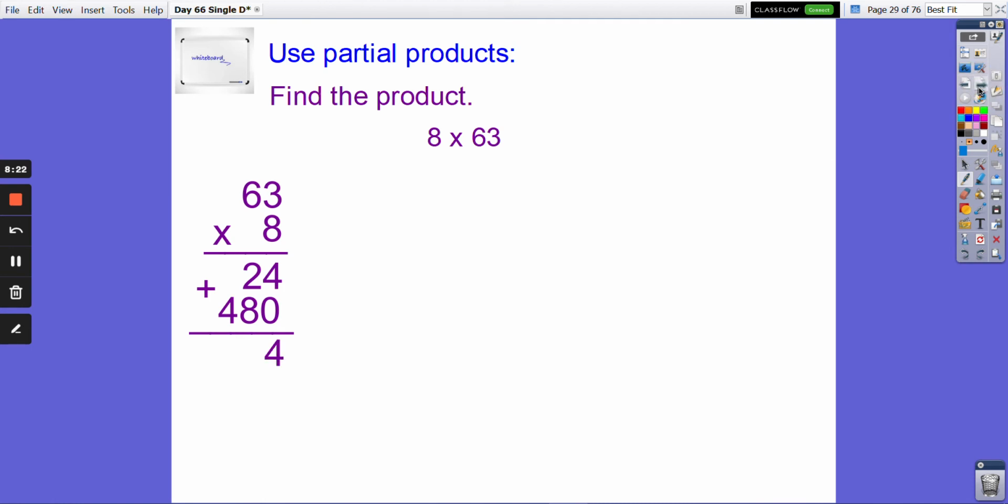Then we can add those numbers down. 4 plus 0 is 0. 2 plus 8 is 10. And 1 plus 4 gives me 5. So we have an answer of 504.